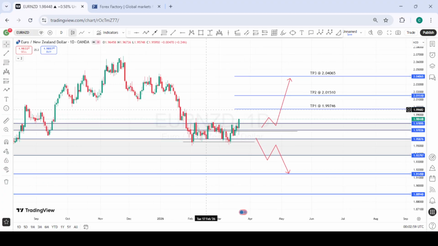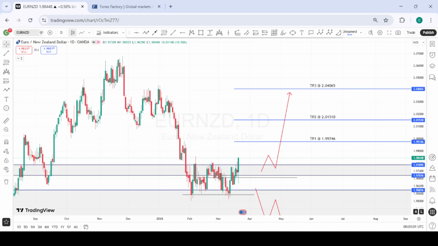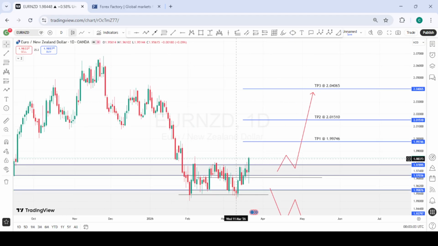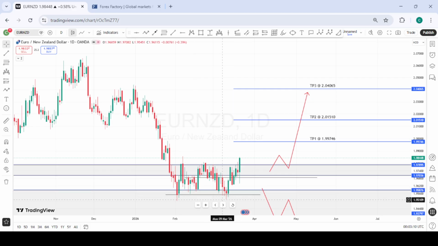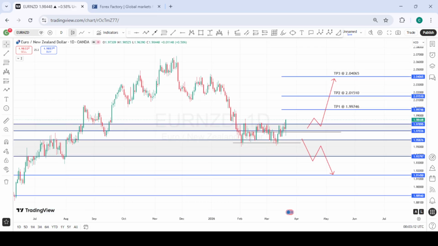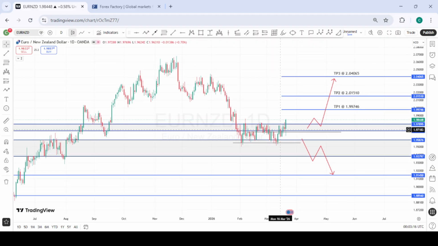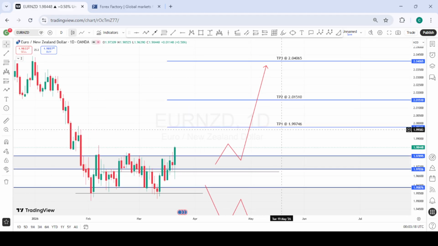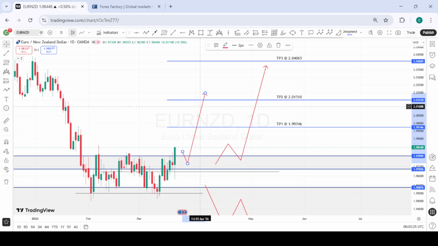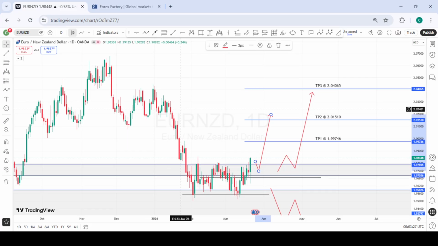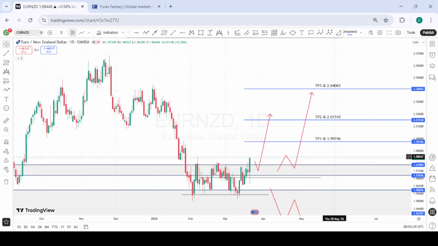So this is EURNZD. We had this setup from last week where we were anticipating that price was going to break above this zone and give us something like a double bottom formation, which is reacting from a strong area of interest right here. So we now have the break of the neckline of the possible double bottom. So what we're going to wait for is a possible pullback into the area of interest to look for buying opportunities to target the various targets we have above here. So we are very bullish on EURNZD.